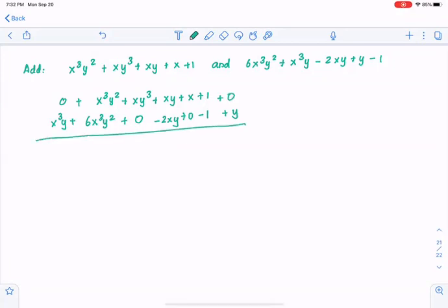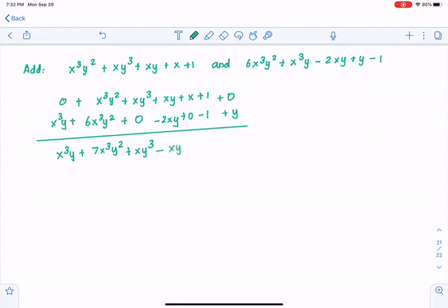And we simply have to add 0 plus x cubed y is x cubed y. X cubed y squared plus 6x cubed y squared is 7x cubed y squared. Xy cubed plus 0 is xy cubed. Xy minus 2xy is minus xy. X plus 0 is x. The 1 and the -1 will get cancelled. And 0 plus y is y. And that would be the final answer.